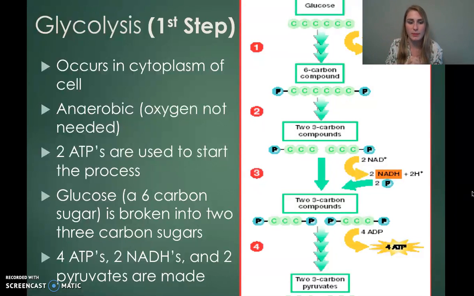You're splitting everything apart. At the end of this, we do make 4 ATPs, so we have a net of gaining 2 because we put 2 in. We get 4 out. 4 minus 2 equals 2. We get 2 NADHs, which is yet another type of battery. We've got all types of batteries. We've got AAA, we've got lithium batteries, we've got AA. So NADH is another type of battery that our cell can use. It's just not as efficient or as effective. And then 2 pyruvates, which are the 3-carbon sugars, are made at the end.